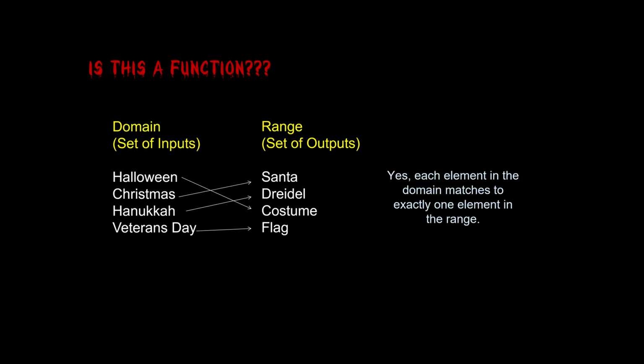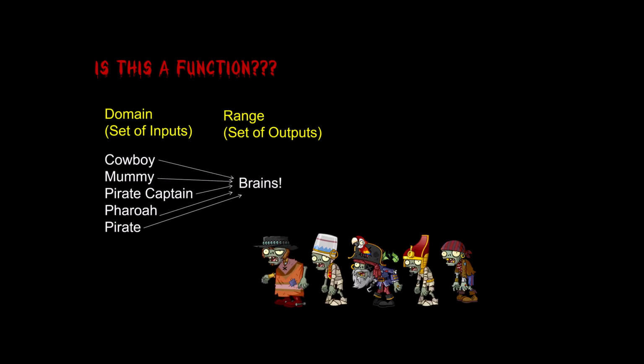Here's one for you. This one actually is a function because every item in the domain matches to exactly one item in the range. Halloween goes to costume, Christmas goes to Santa, Hanukkah goes to dreidel, and Veterans Day goes to flag. How about that? This one tends to be a little more difficult for people. This one actually is a function.